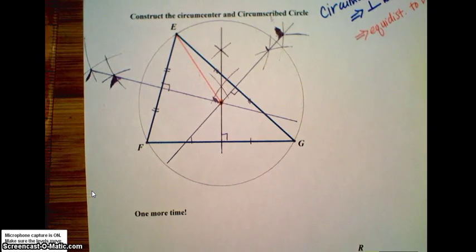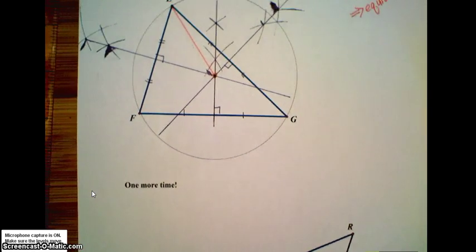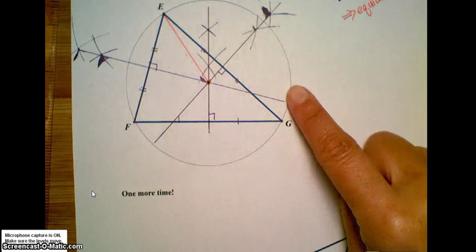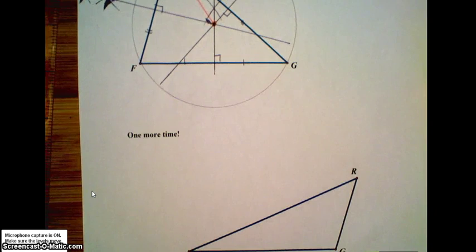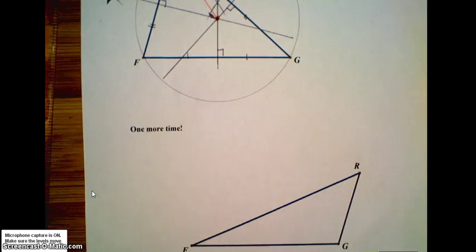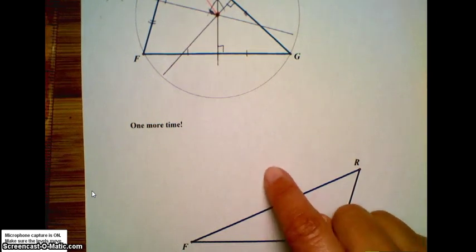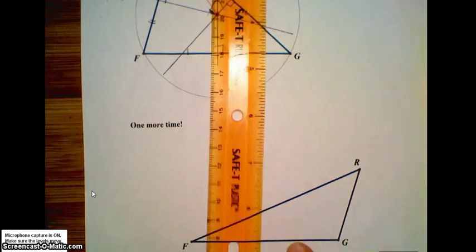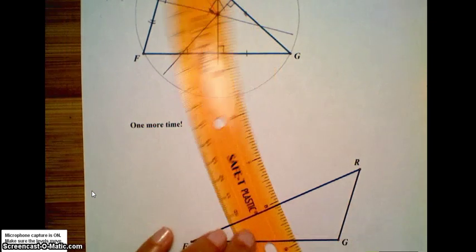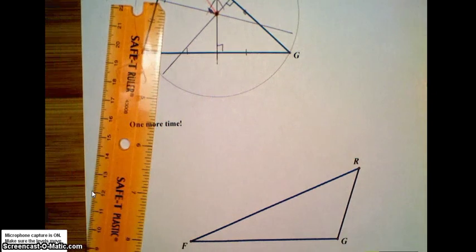At the bottom of the page, there is one more triangle for you to construct the circumscribed circle for. You're following the same directions as at the top of the page. You may want to restart the video and watch it one more time before you try this. Also keep in mind, this is an obtuse triangle, so your circumcenter is going to end up outside of your triangle. It's a good idea to try to picture your perpendicular bisectors and where they should be going to give you an idea of where they are going to meet.